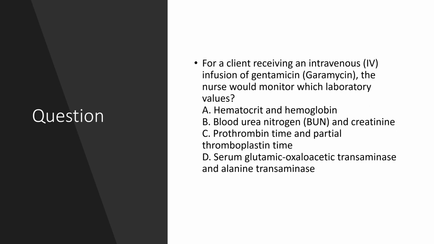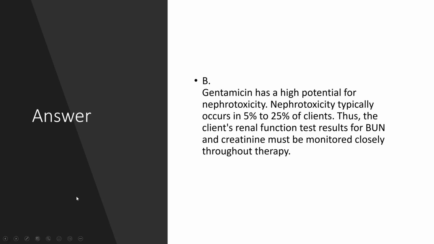Okay, for a client receiving an intravenous infusion of gentamicin, the nurse would monitor which laboratory values: A, hematocrit and hemoglobin, B, blood urea nitrogen and creatinine, C, prothrombin time and partial thromboplastin time, or D, serum glutamic oxaloacetic transaminase and alanine transaminase. Okay, so it's going to be B. This is very nephrotoxic, so you're going to monitor those renal function levels.